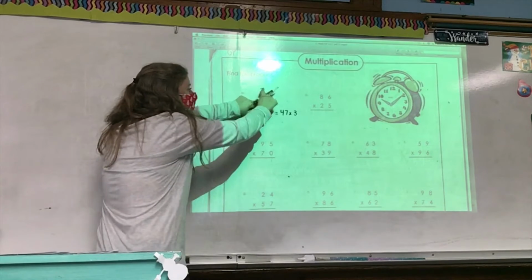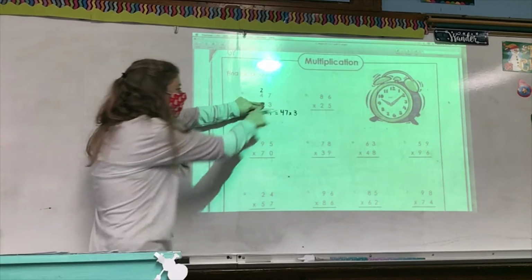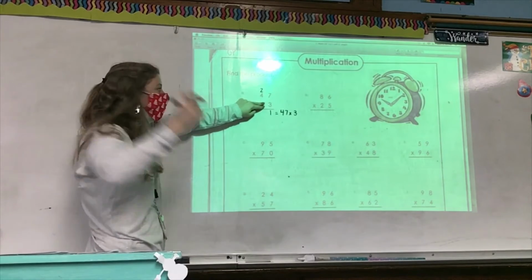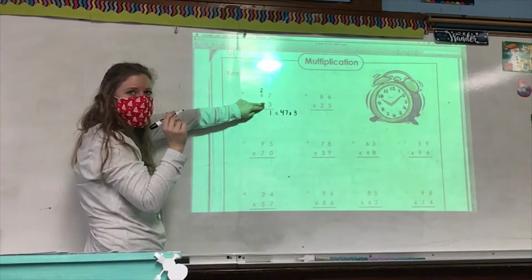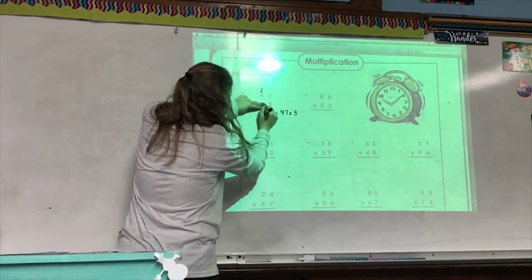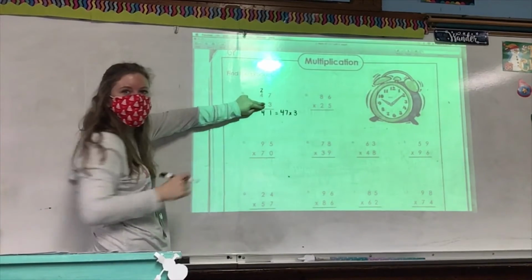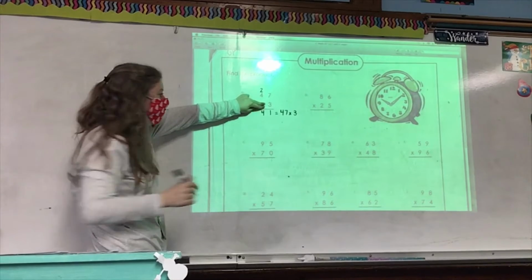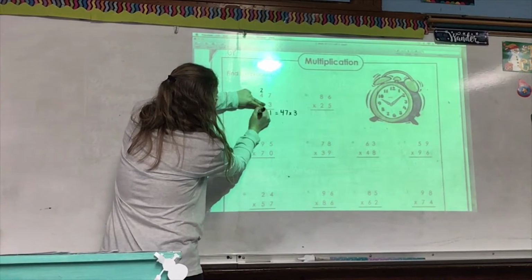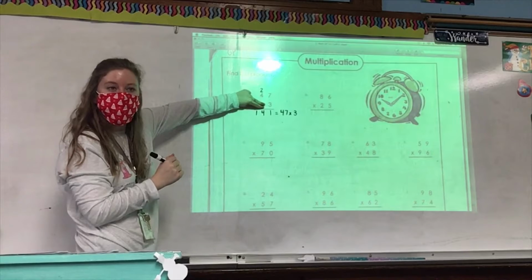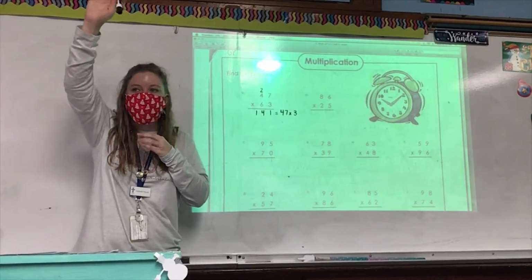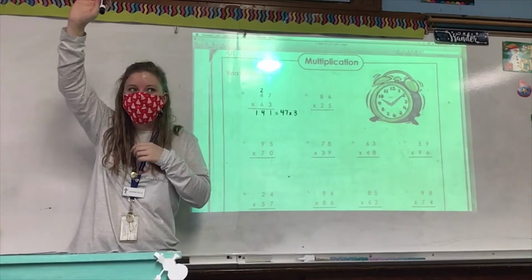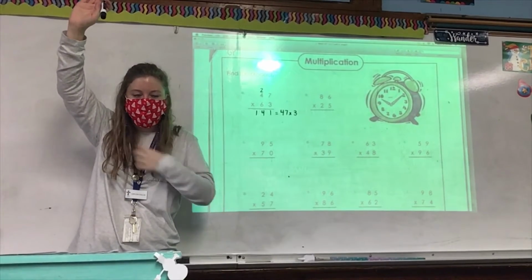I have a regroup number in my tens place. So 3 times 4 is 12. And then what do I do with this regroup number? 12 plus 2 is 14. Michaela, do I have a hundredths place to regroup to? No. So I'll just put my 1 in the hundredths place of my product. What do I always need to do when I finish multiplying the ones? Carla.